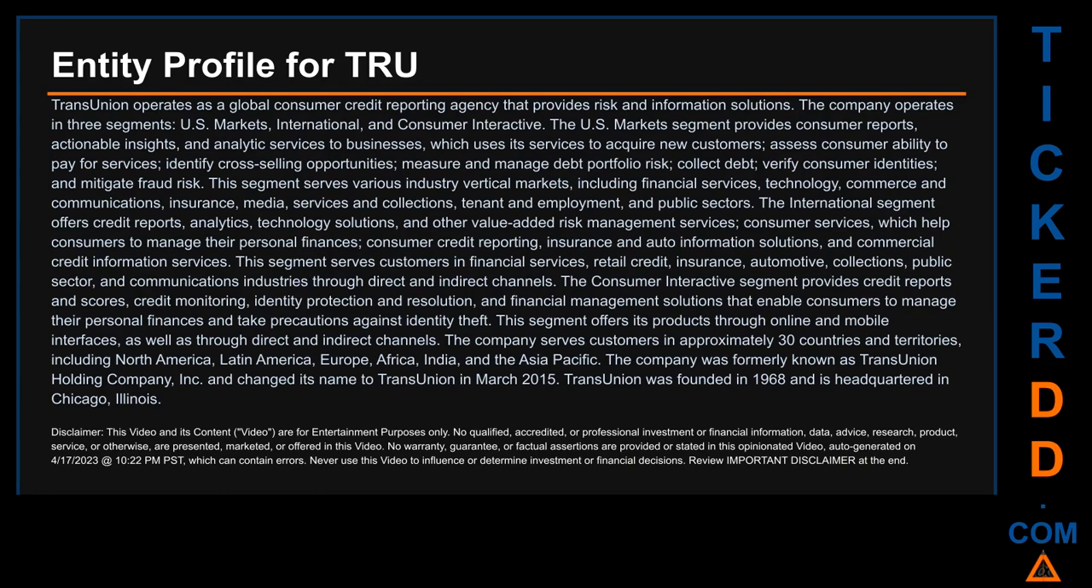The U.S. markets segment provides consumer reports, actionable insights, and analytic services to businesses, which use its services to acquire new customers, assess consumer ability to pay for services, identify cross-selling opportunities, measure and manage debt portfolio risk, collect debt, verify consumer identities, and mitigate fraud risk. This segment serves various industry vertical markets, including financial services, technology, commerce and communications, insurance, media, services and collections, tenant and employment, and public sectors.